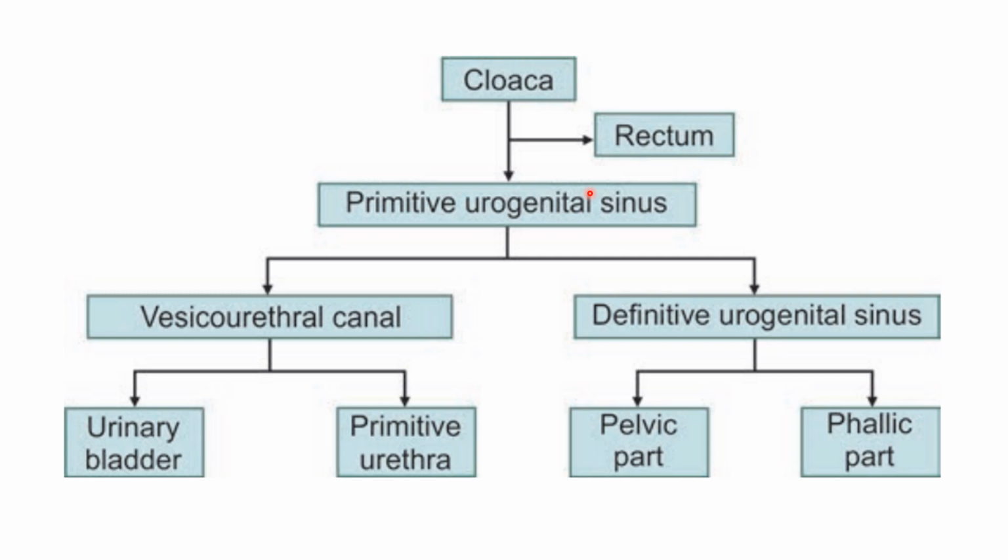There will be the endodermal cloaca, and that will divide into the primitive rectum and primitive urogenital sinus because of the development of the urorectal septum. The primitive urogenital sinus is further subdivided into the vesico-urethral canal and the definitive urogenital sinus. This vesico-urethral canal will give rise to the urinary bladder in the cranial portion and the primitive urethra in the caudal portion. The definitive urogenital sinus forms the pelvic part in the cranial portion and the phallic part in the caudal portion.